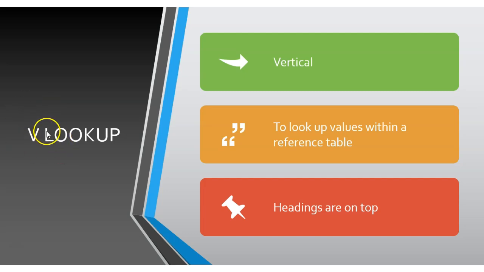What is a VLOOKUP? The V for VLOOKUP stands for vertical. So that has to do with the particular table that we're going to use. But what is a VLOOKUP used for? It's to look up values within a reference table. So we have to look up values that are in a specific table. And vertical lookups have to do with tables where the headings are on top of the table.